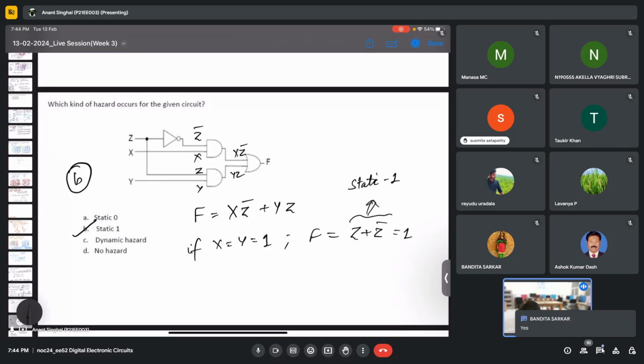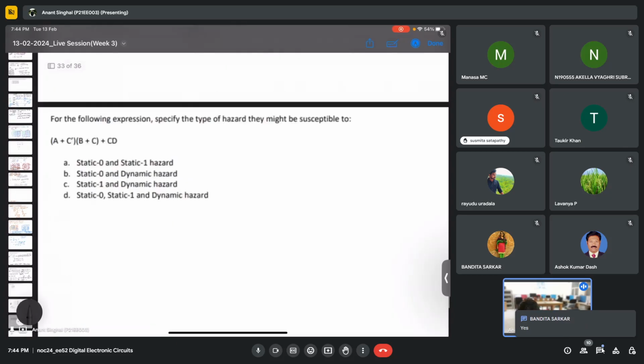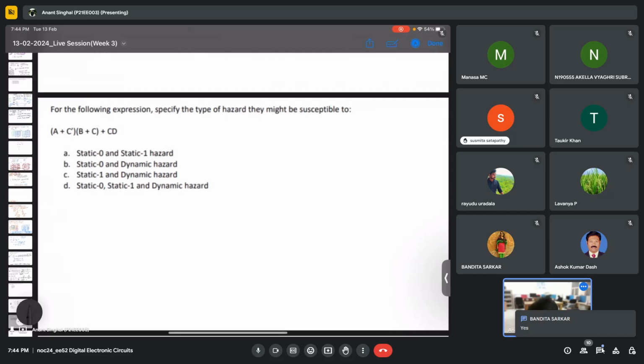Fine. So now quickly let me know the answer to this. So we have an expression. We need to tell the hazard that can happen in this. So take 2 minutes and let me know the answer.